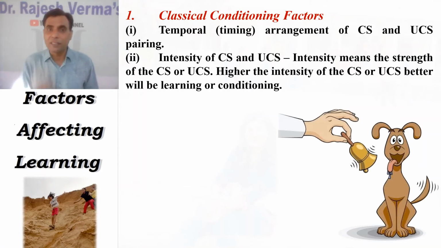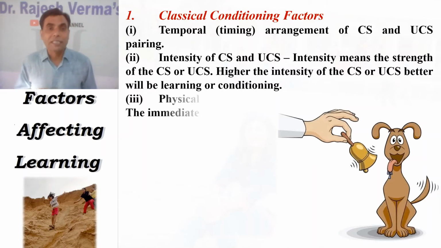The second factor that affects classical conditioning is the intensity of CS and UCS. Intensity means the strength of the CS or the unconditioned stimulus. In Ivan Pavlov's experiment, the sound of the bell is the intensity of the conditioned stimulus. The quantity of the food, that is the meat powder, is the strength or intensity of the UCS. It has been observed that the higher the intensity of the CS or UCS, the better the learning or conditioning. This is a very important factor.